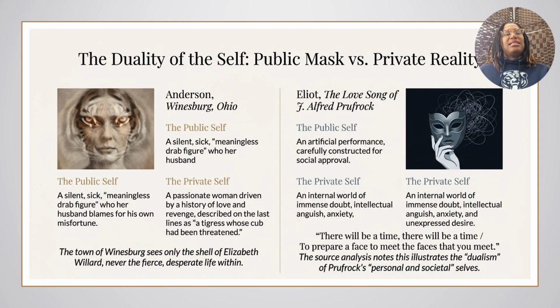Both Anderson and Eliot build their characters around a split between what other people see and what the character actually lives internally. In Winesburg, Elizabeth Willard's public identity is shaped by the town's gaze. She appears quiet, sick, and insignificant, and even becomes a convenient target for blame in her household.